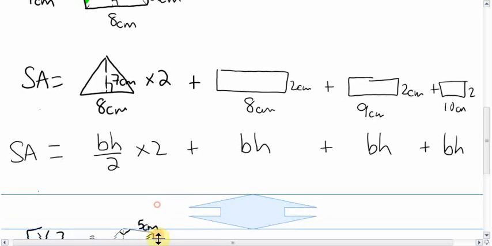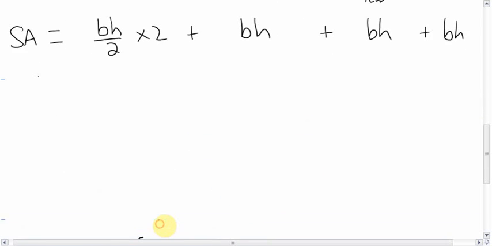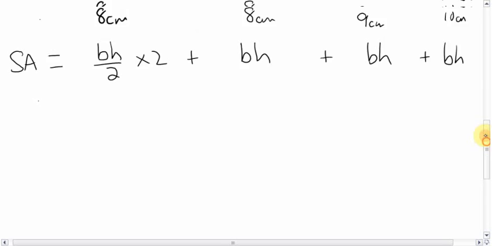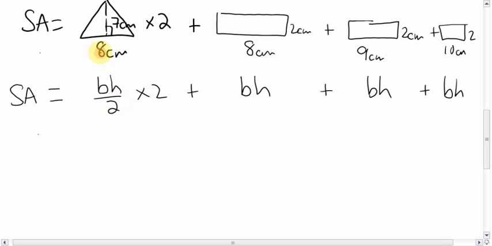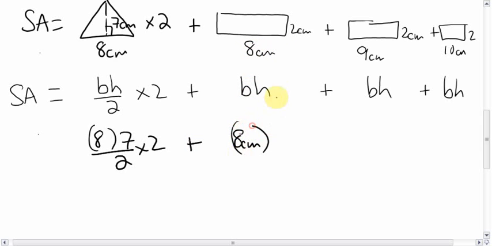Just running into my next question here, which I'll move down. Okay, so when we put this all together, what do we get? The base of this triangle is 8. So 8 base. Height 7. We're going to divide by 2 and times by 2. And some of you are thinking, hey, I don't have to do that. You already figured that out. Good for you. The base here is 8. The height is 2.